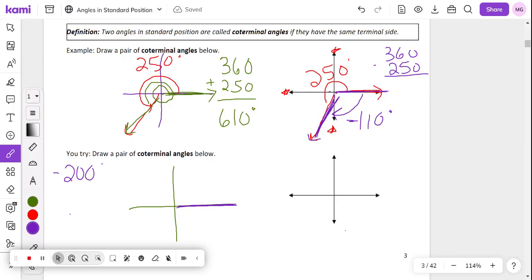So you're going to start here, of course. Think about where negative 200 degrees would be. More than 180, a little bit past that and in the negative direction. So we're going clockwise. Here's 90, here's 180. A little bit past that would be negative 200. Okay, so let's do the same thing here because I want you to show two different examples. So here's negative 200. What would that look like?